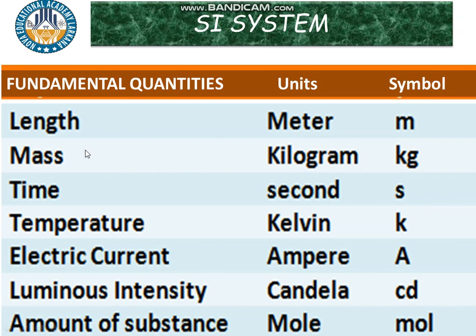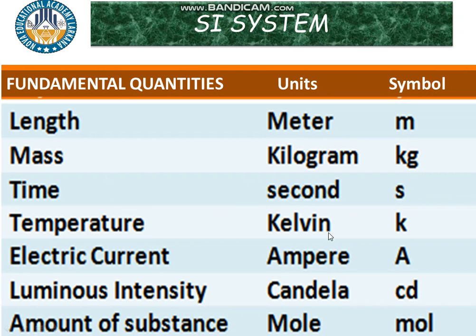The next quantity is mass. The unit of mass is kilogram. The symbol is kg. The instruments which are used to measure mass are physical balance, lever balance, and digital balance. These 3 instruments are used to measure the mass of an object. Number 3 is time. Its unit is second, symbol S or SEC. Mechanical stopwatch and digital stopwatch are instruments which are used to measure the interval of time.